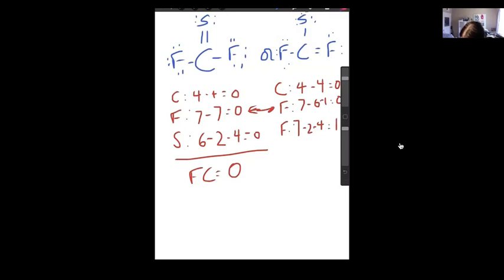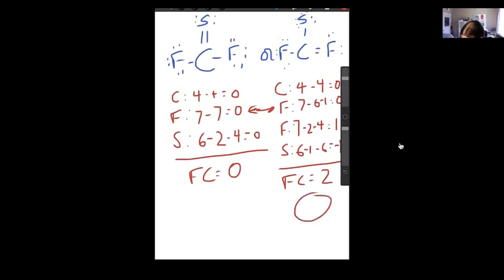And this sulfur here came in with 6, minus 1 for the bonding electrons, and minus 1, 2, 3, 4, 5, 6 for the non-bonding electrons, equals minus 1, which we're going to make into an absolute value. So when we add up the absolute value of all those numbers, we get formal charges equal to 2.